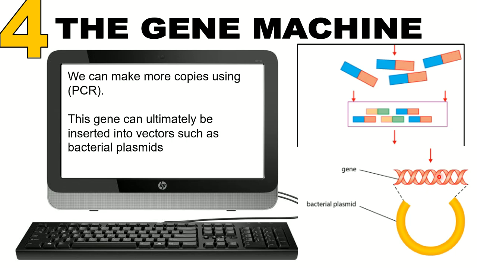We have our gene here, and we can make a cut here and cut here, meaning the sticky ends, using which enzyme? Restriction endonucleases. The plasmid is cut with the same enzyme, and then we can join them together to form our recombinant DNA.